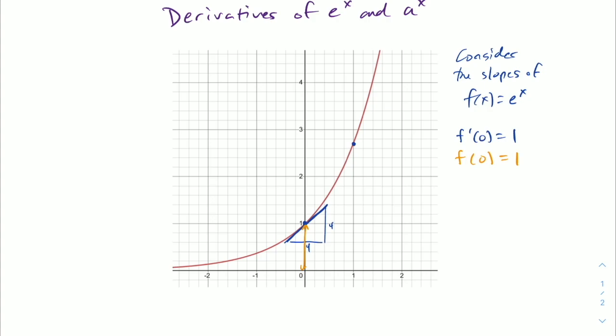Okay, so now let's look at the slope at 1. So if we look at the slope here, you go over 1, you go up about 3, a little less than 3, let's say 2.7. So the slope at 1 is 2.7. You'll notice that the height here is also around 2.7. So f of 1 is approximately 2.7. These are all approximately's here, so I should be doing little squiggly equals.